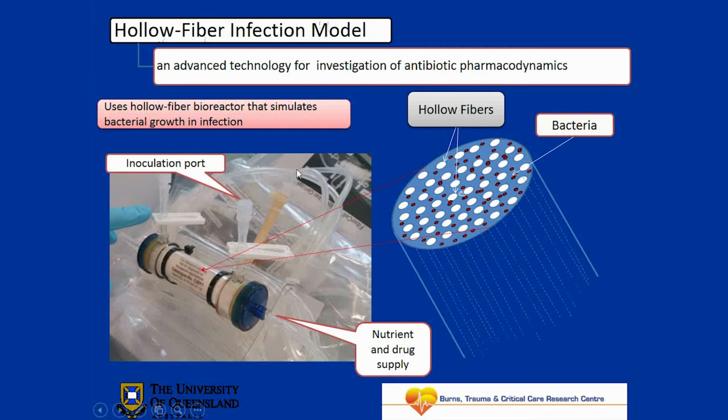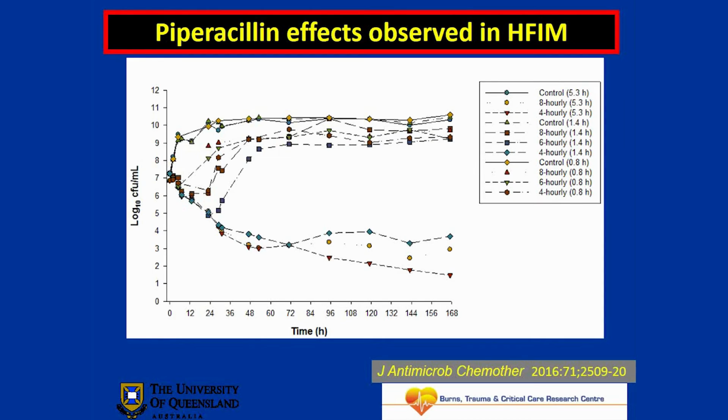The hollow fiber infection model allows a hollow fiber to be impregnated with bacteria, to be set up with a circuit through which you can perfuse antibiotics at certain concentrations, change the concentration, add antibiotics if you want, a dual combination, a dual therapy. And I want to point out that MIC is a static measurement.